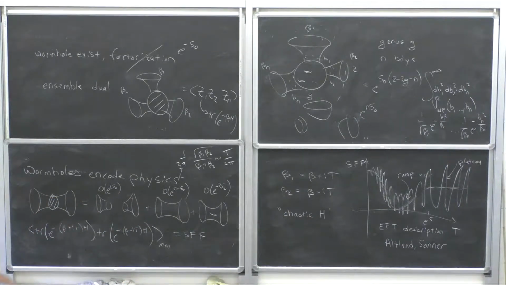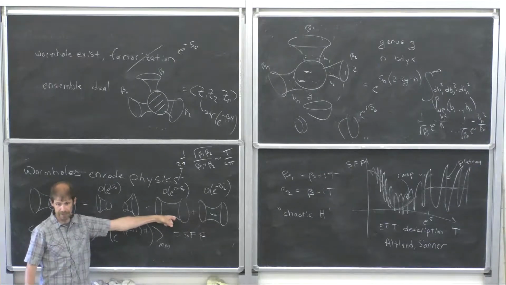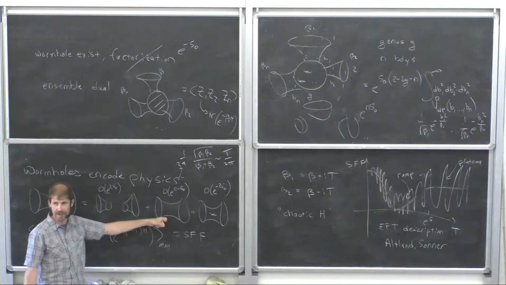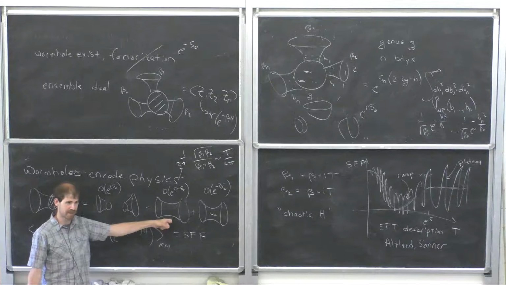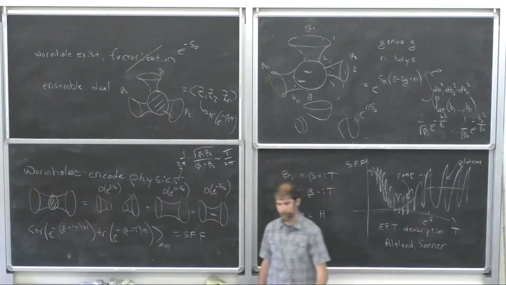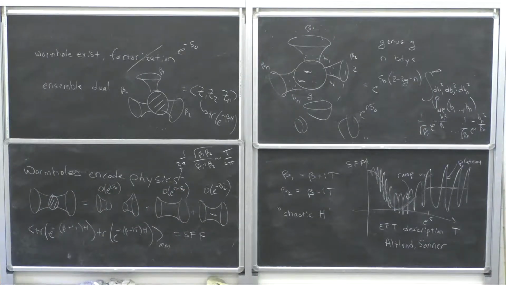So in other words, the simplest wormhole in JT gravity, this double trumpet, encodes a piece of physics that other people, suitably well informed at other points in time, would have told us that we should better expect: this ramp. So the wormholes exist. They encode physics, at least in JT.